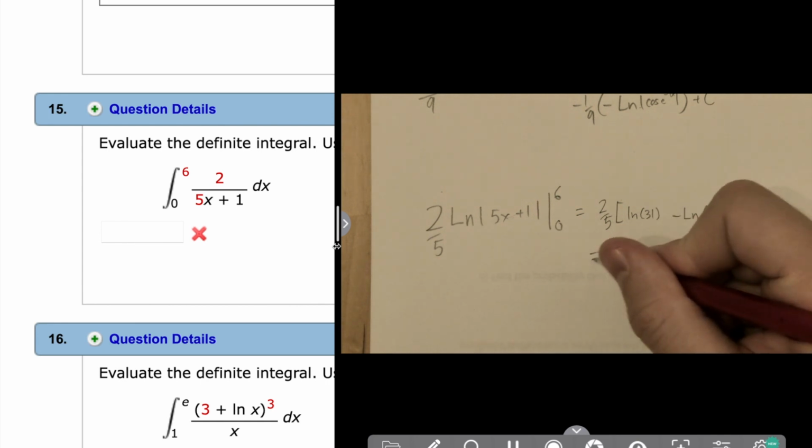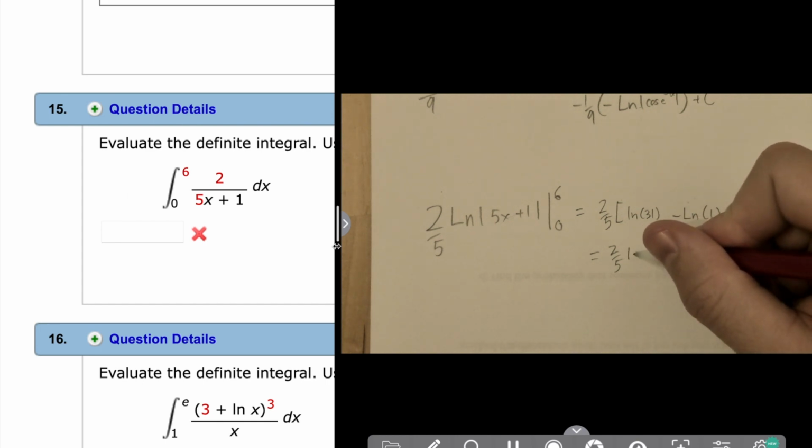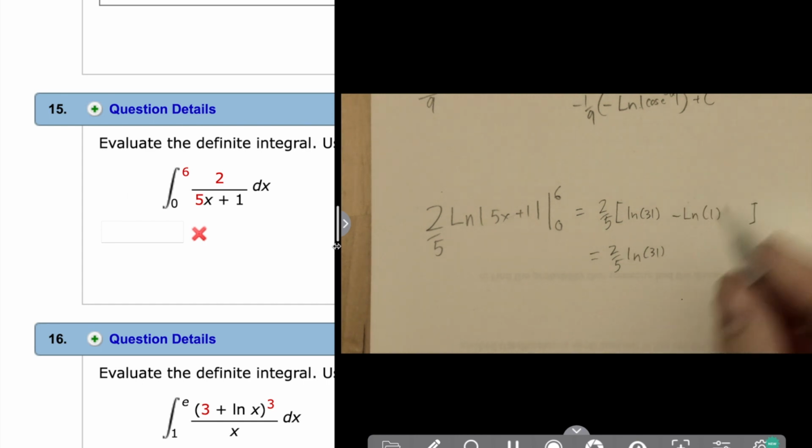We'll just be careful about that because ln of 1 says e to what power gives you 1, and, well, any number to the 0 power gives you 1. So this is really 2/5 ln 31, because this whole thing is 0. The exponent of e that gives you 1 is 0, so this will disappear.